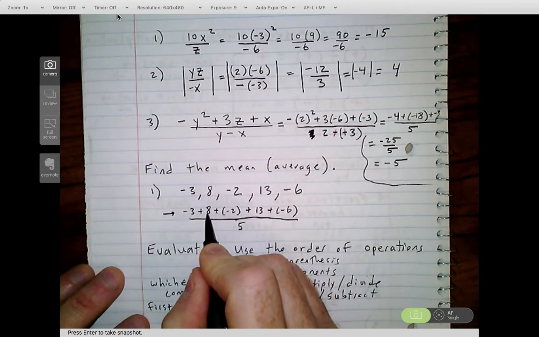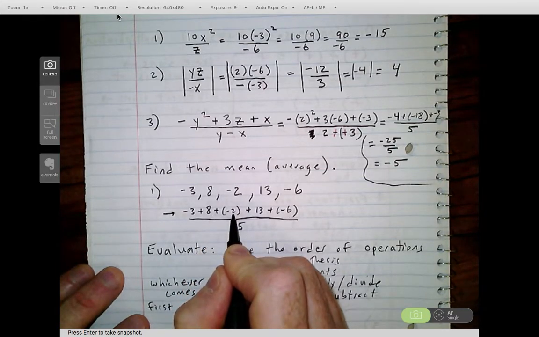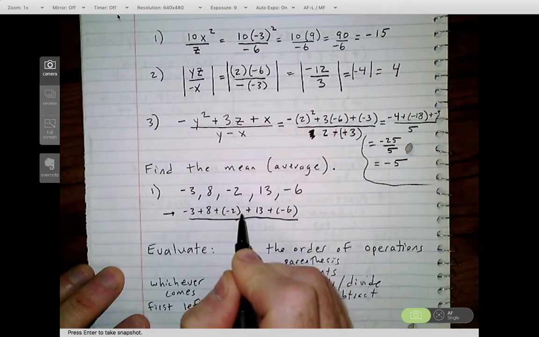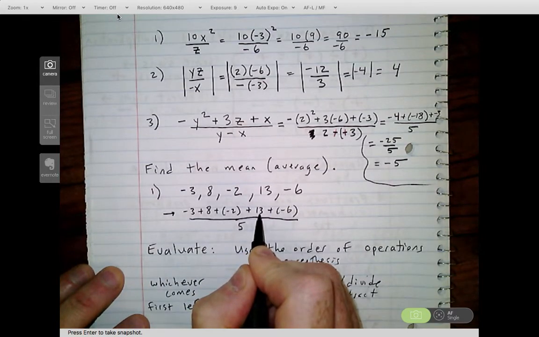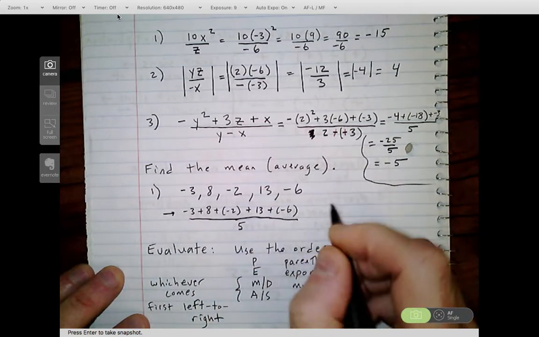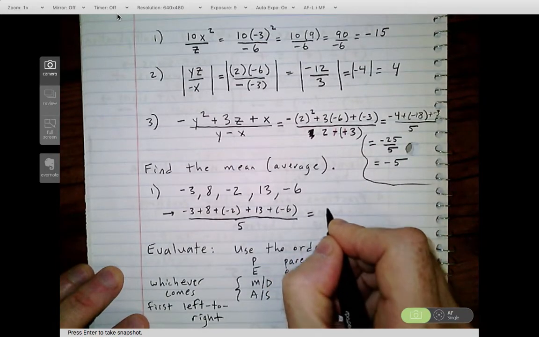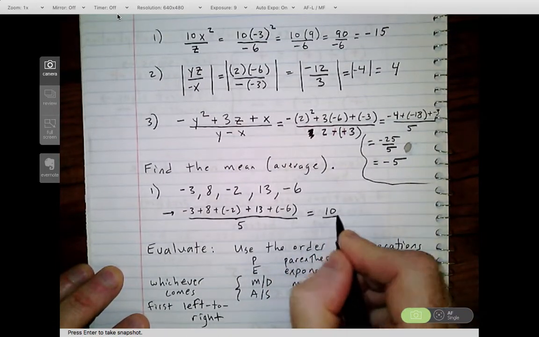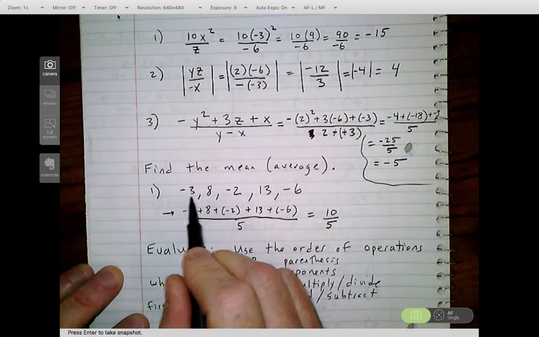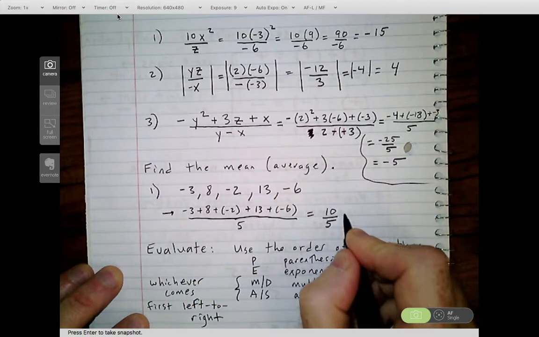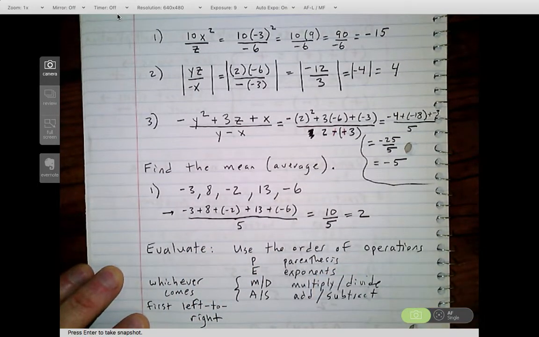Negative 3 plus 8 is 5. Plus negative 2 is 3. Plus 13 is 16. Plus negative 6 is 10. So the top becomes 10. Again, we're dividing by 5 because there's 5 numbers, and 10 divided by 5 is 2. So the mean or the average is 2. All right, hope that's okay.